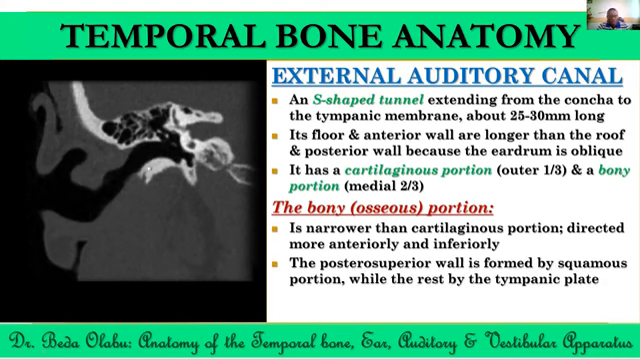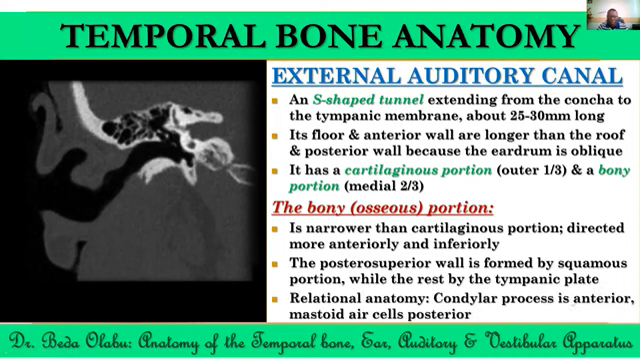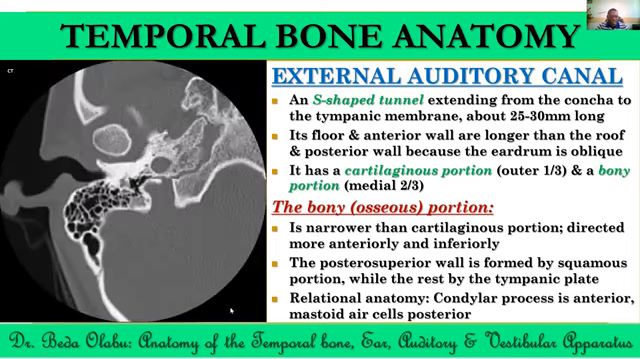The posterior superior wall of the bony part of the external auditory canal is formed by the squamous portion of the temporal bone. So just the posterior superior wall only. The rest, which means the inferior part of the posterior wall, then the floor, and the anterior wall, are formed by the tympanic plate, the tympanic portion of the temporal bone. In terms of its relational anatomy, the condylar process of the mandible will be anterior to the external auditory canal, and the mastoid air cells will be posterior to the external auditory canal.